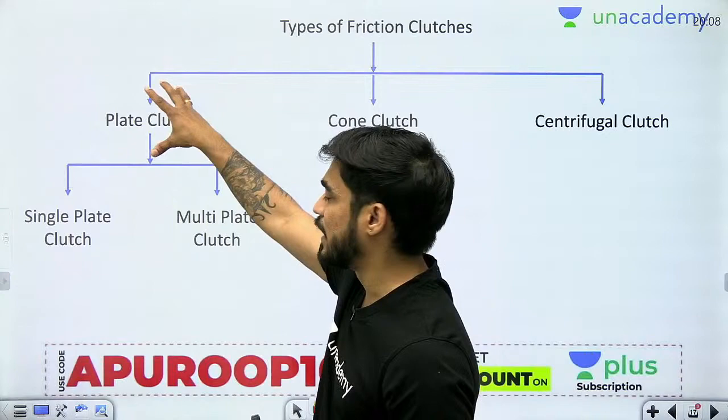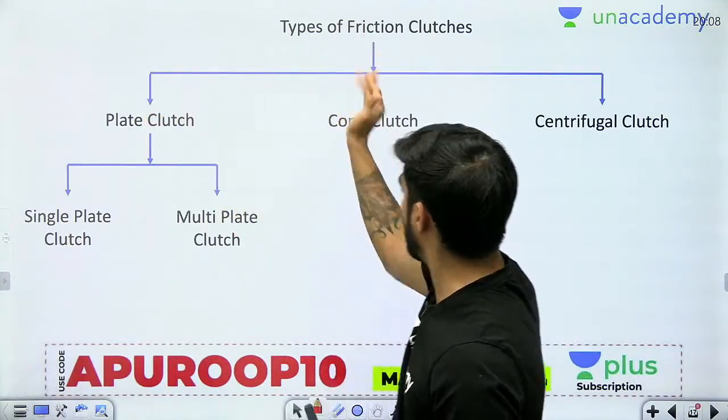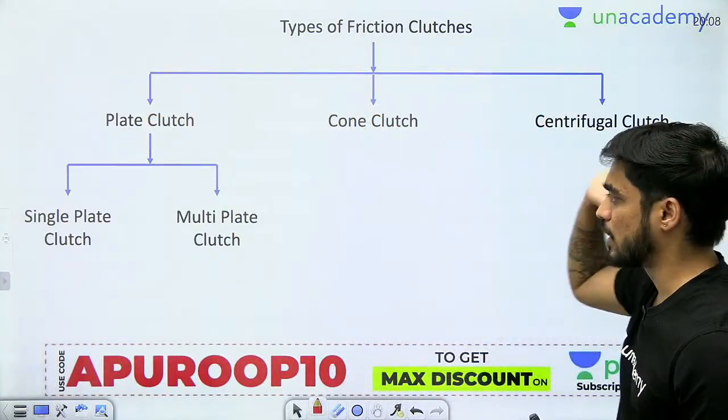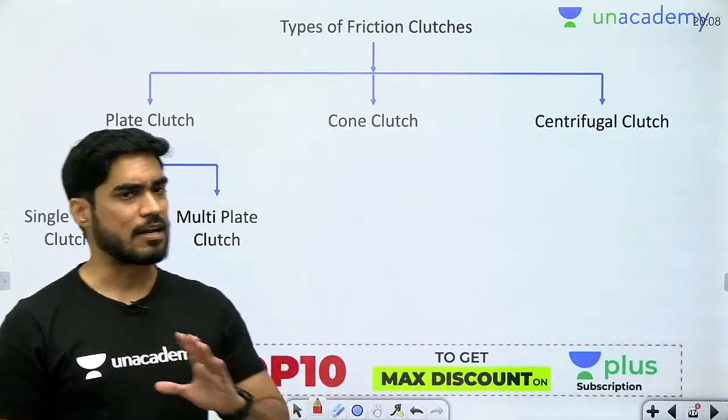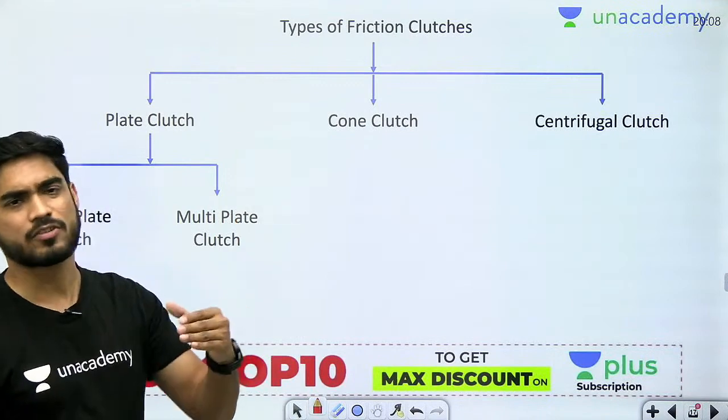I will start with plate clutch, then I will move on to cone clutch, then I will move on to centrifugal clutch. Plate clutch and cone clutch are almost similar. Their construction is almost similar.